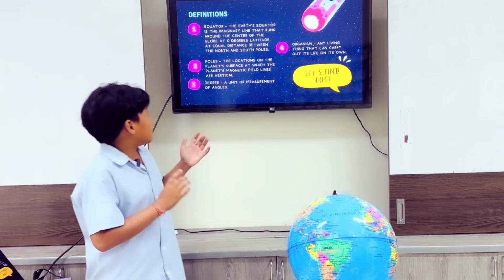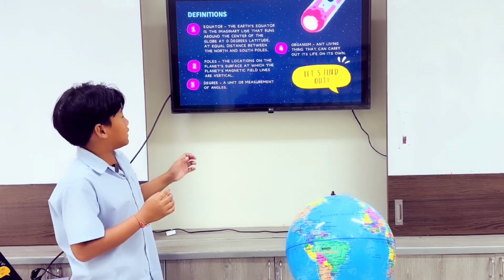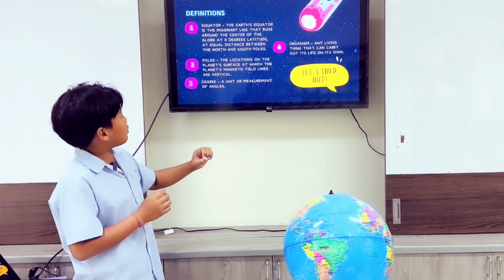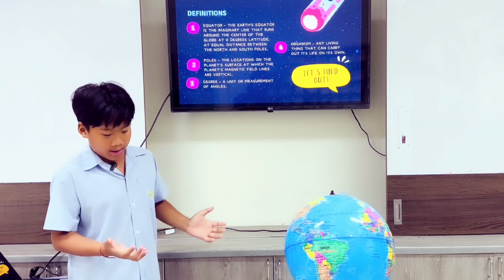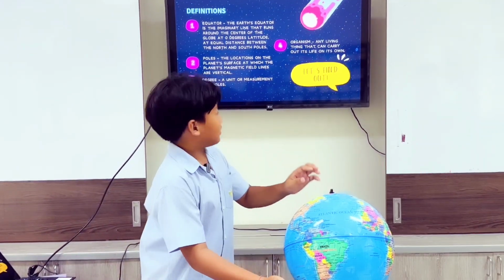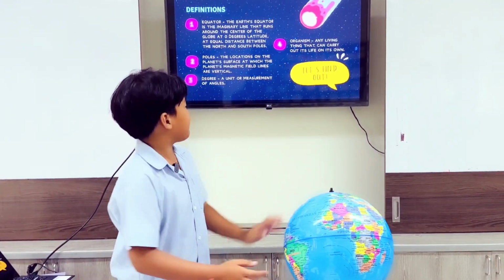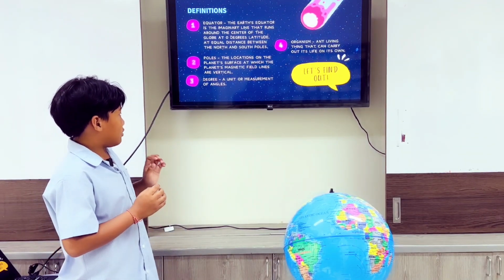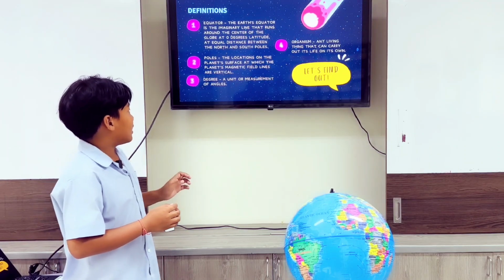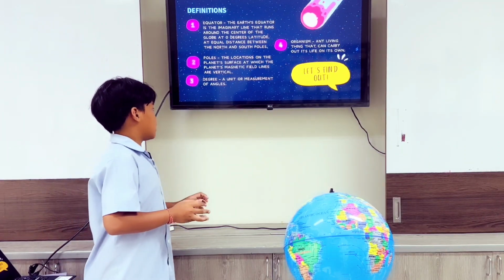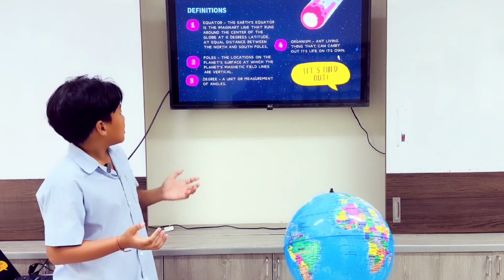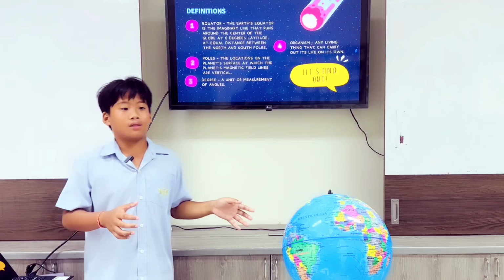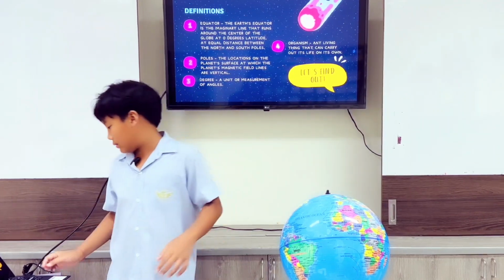Definitions. The Earth's equator is the imaginary line that runs around the center of the globe at 0 degrees latitude, at equal distance between the South and North Poles. It is the location on the planet's surface at which the planet's magnetic field lines are vertical. Degree: a unit of measurement of angles. Organism: any living thing that can carry out its life form on its own.